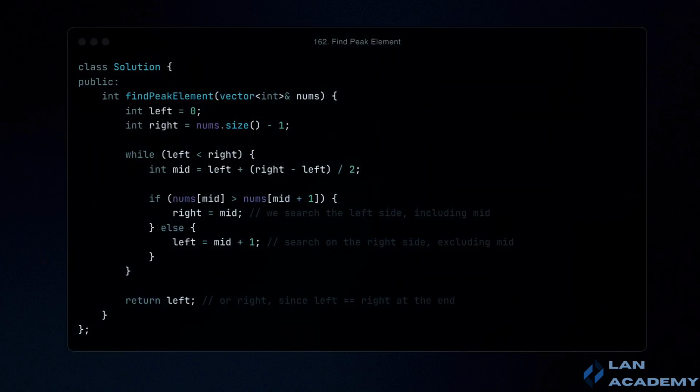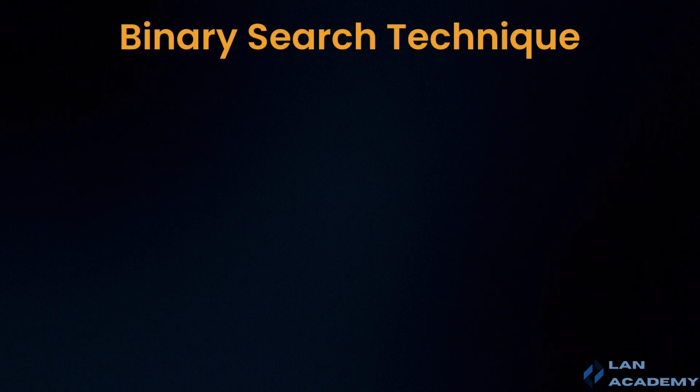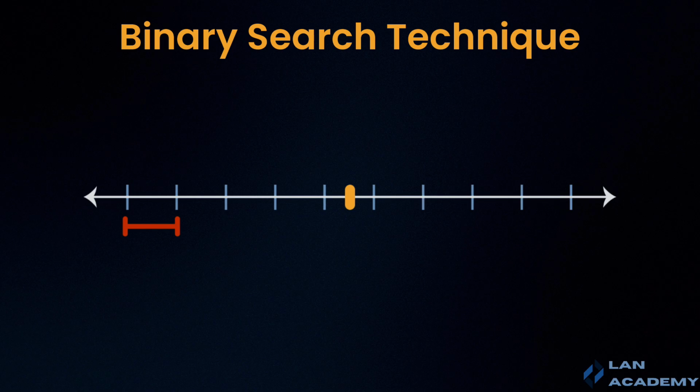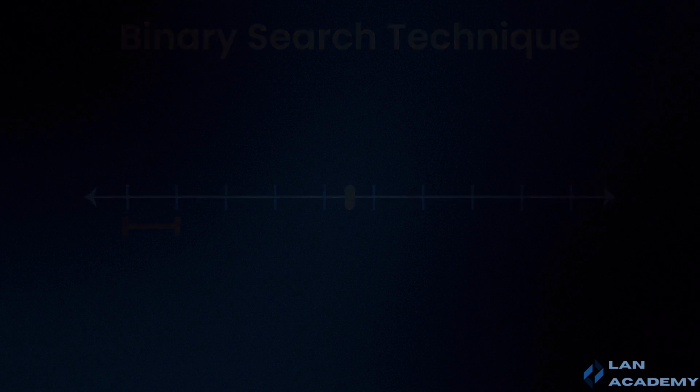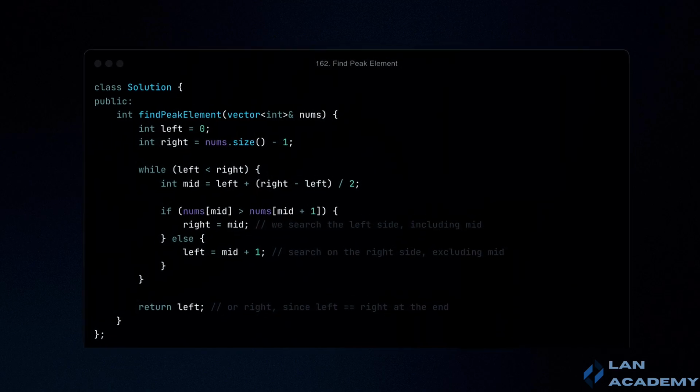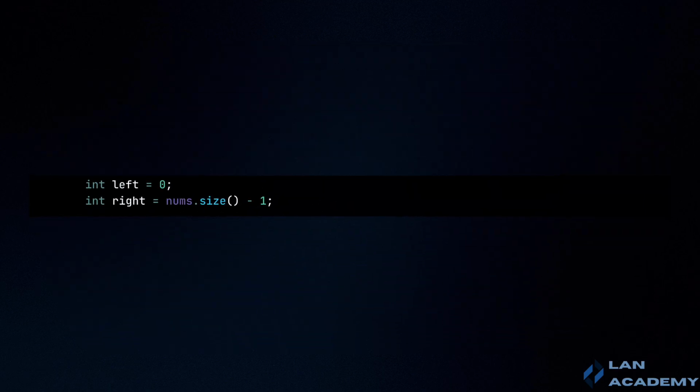To achieve the required time complexity, we can use the binary search technique. This method is effective because it reduces the search space by half with each step, ensuring that the algorithm runs in logarithmic time. We start by initializing two variables, left and right, which represent the bounds of the search range. Left is set to the beginning of the array, and right is set to the end of the array.